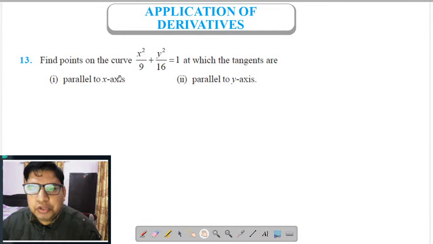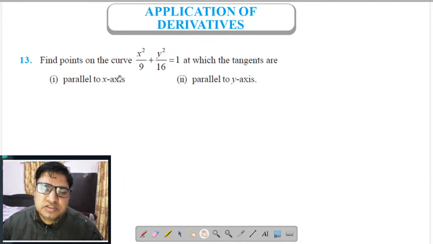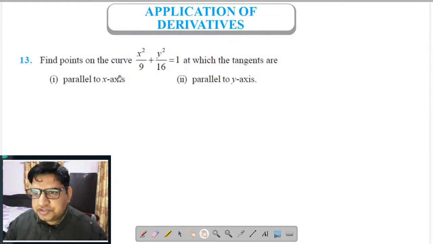So here we have: find the point on the curve. This equation is of an ellipse, as we know. The point on the curve at which the tangents are parallel to the x-axis. As we have discussed, when the tangent is parallel to the x-axis, the slope of the tangent line is 0, so dy by dx is equal to 0. When it is parallel to the y-axis, the slope is 90 degrees, so dy by dx will be infinity. We'll simply reciprocate it, so dx upon dy will be 0. Let's see how the equation goes.